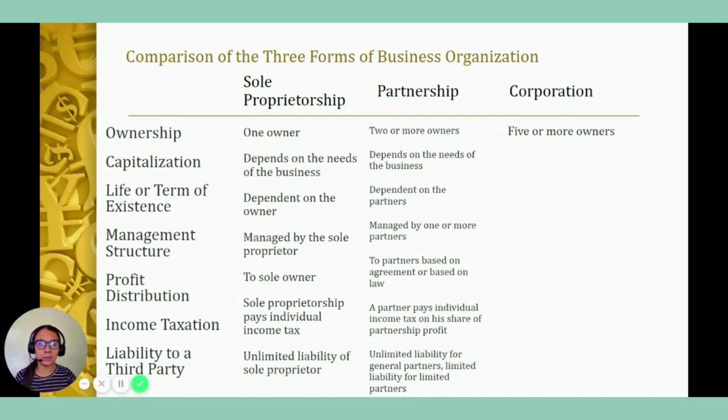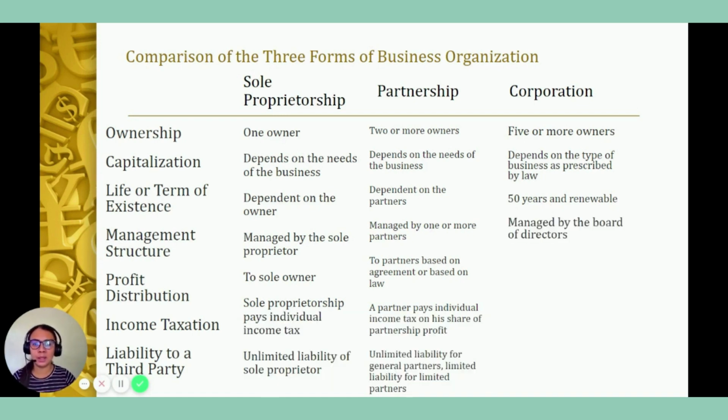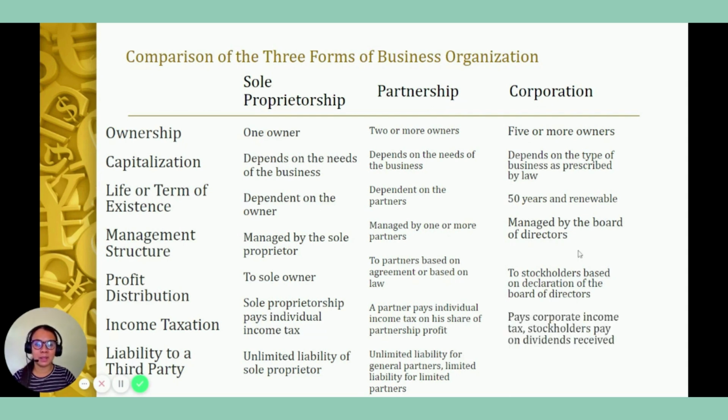For ownership, it is owned by 5 or more owners. And the capitalization would depend on the type of business, different type of businesses. The law requires different capitalization for different type of business. And its life or term of existence is 50 years and can be renewed after that period. It is managed by the board of directors, and the stockholders receive the share in the profit based on the dividend declared by the board of directors.